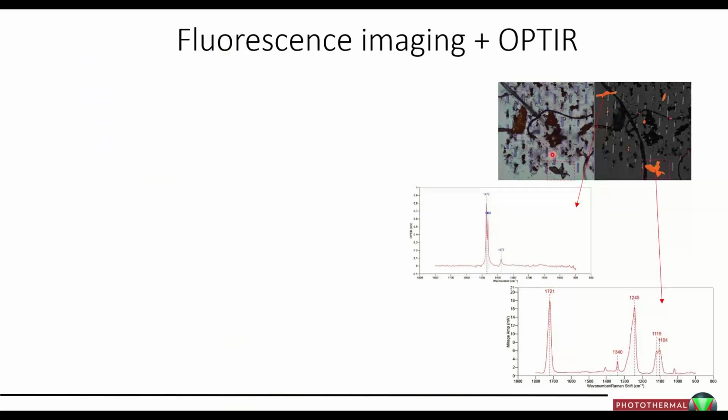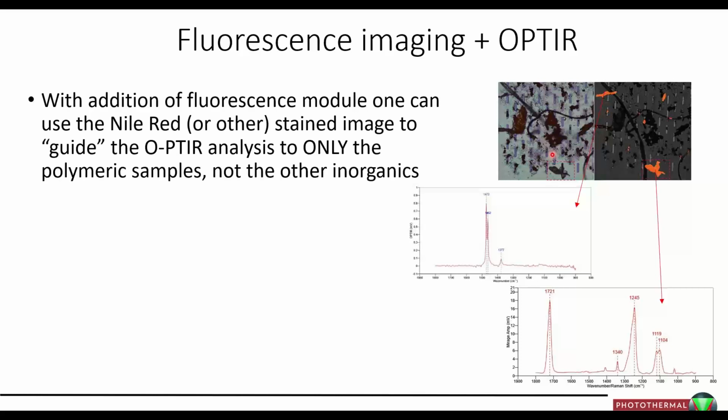Right. This is a couple of examples of how fluorescence might be coupled to make the microplastics workflow more efficient. Those of you from the microplastics background might be familiar with the use of Nile red. Nile red is a lipophilic dye or stain that generally and preferentially attaches to polymeric samples and not other inorganics, and therefore under a fluorescence microscope one could count and visualize the polymers. But of course with a fluorescence microscope you don't know the chemistry, you just know that the dye is stuck to something that is likely to be polymeric.